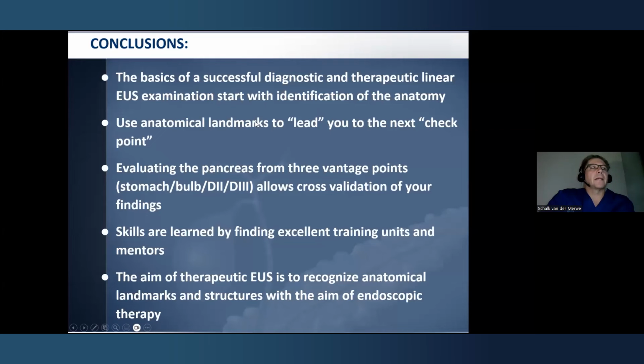So, Mr. Chair, in conclusion, I think the basics of successful diagnostic and therapeutic linear EUS examinations really start with the identification of the anatomy.